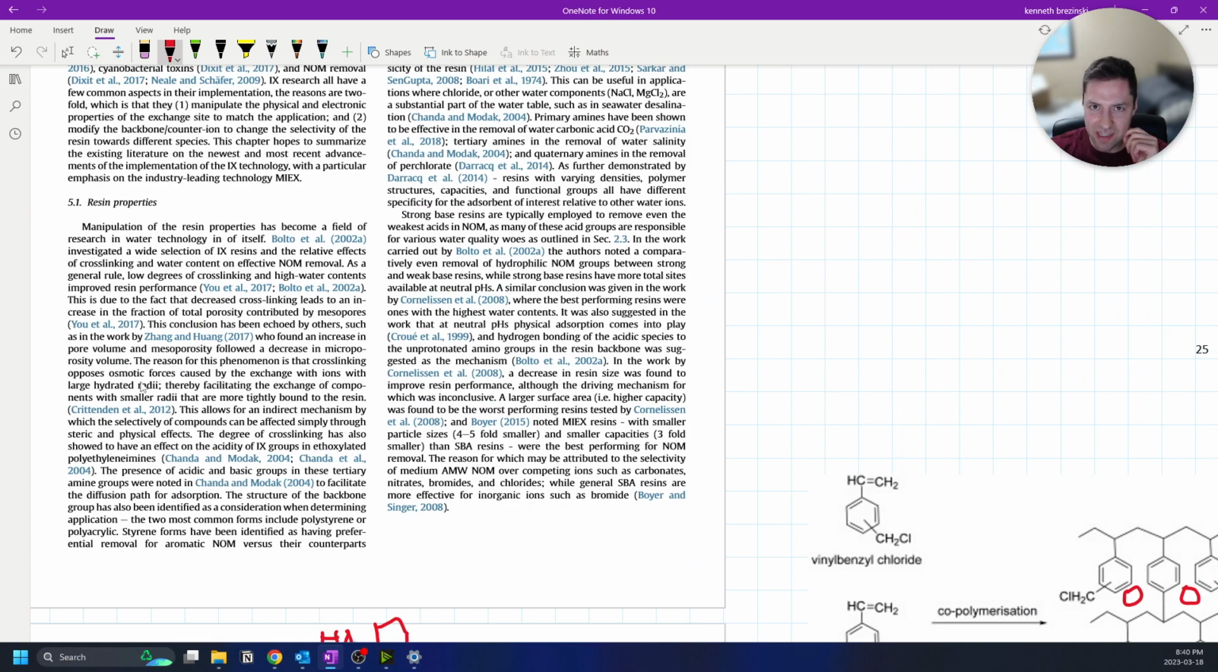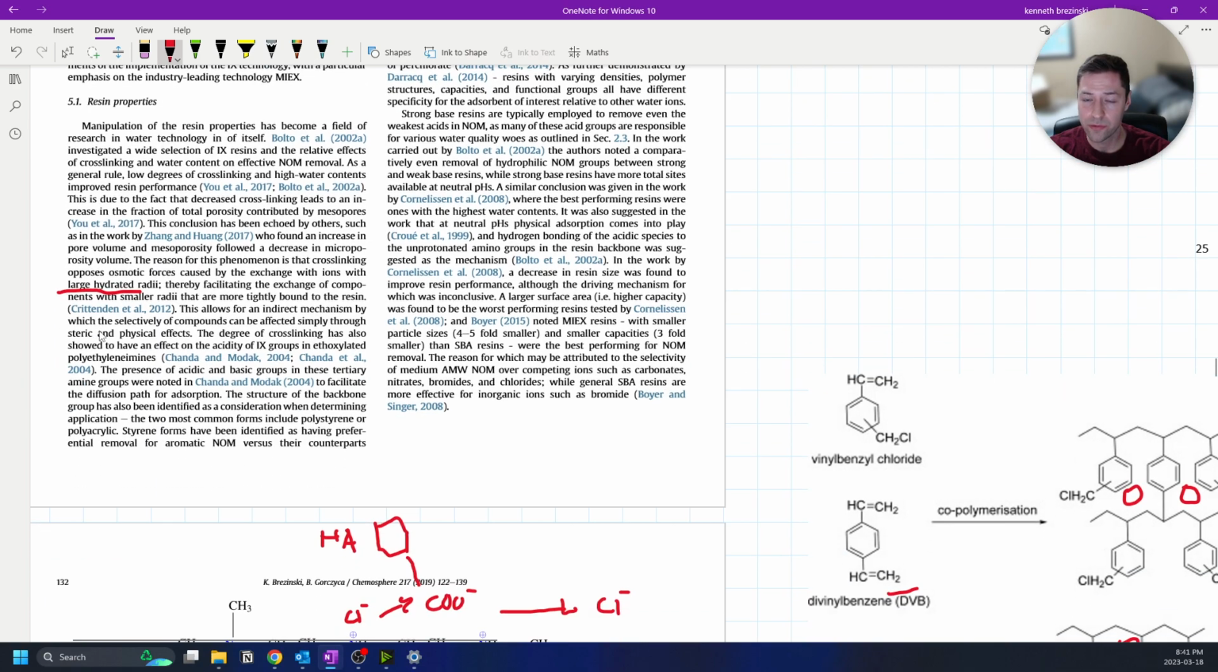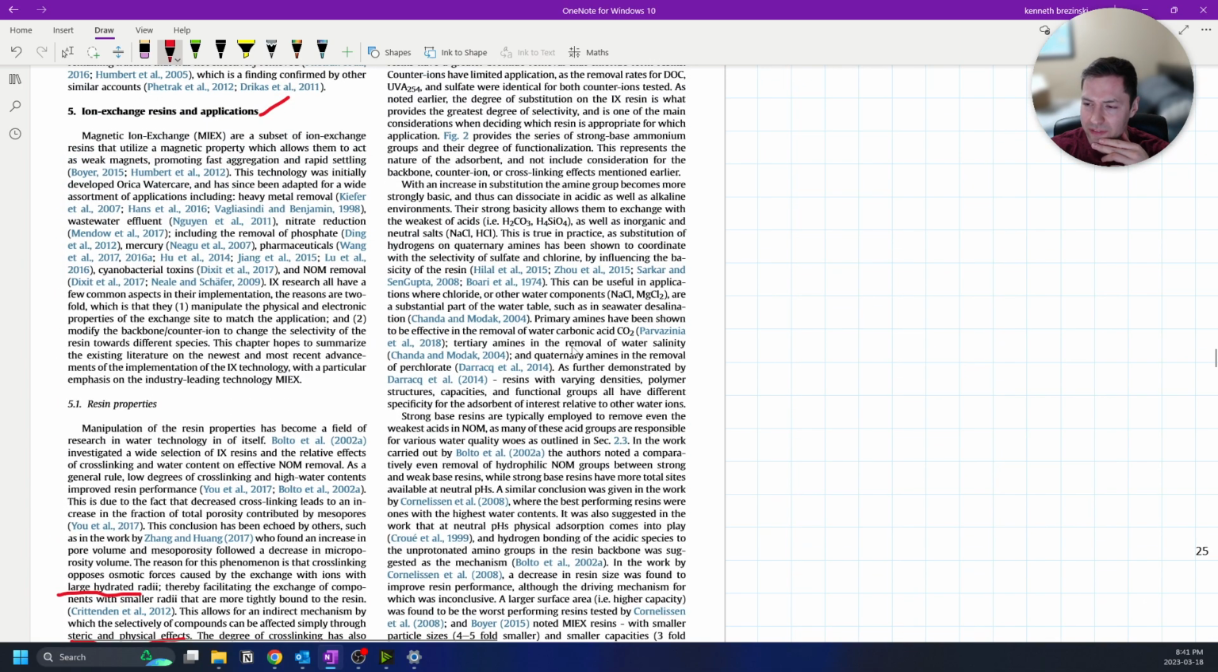And there was a thing related to steric effects. The reason for this phenomenon is that cross-linking opposes osmotic forces caused by the exchange of ions with large hydrated radii. That's just to say, when some form of, let's say, humic acids comes through the water, you're not just dealing with the humic acids itself. You're dealing with it associated with water molecules, and as a result, it makes the radius larger than you'd expect. So this is an indirect mechanism by which the selectivity of compounds can be affected simply through steric and physical effects. We're not just concerned with ion exchange, but the steric effects refer to the size. And yeah, that seems to be good for that section.